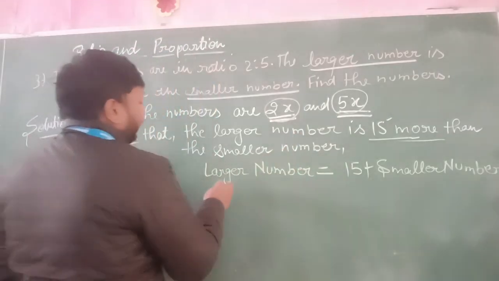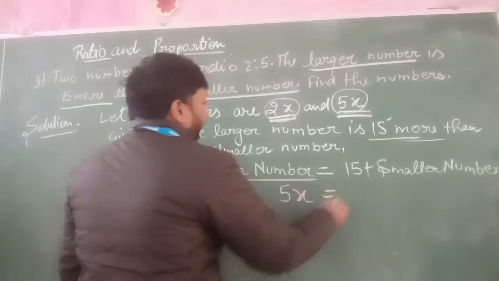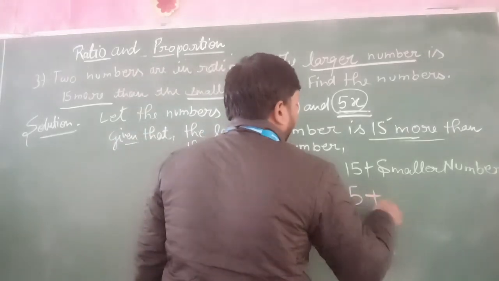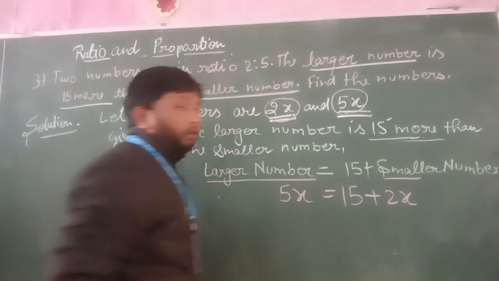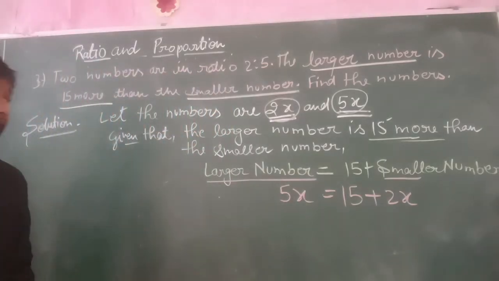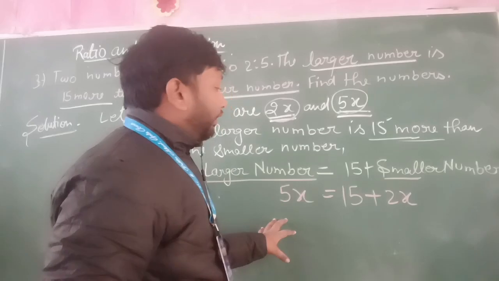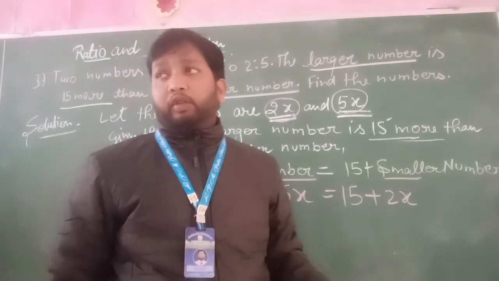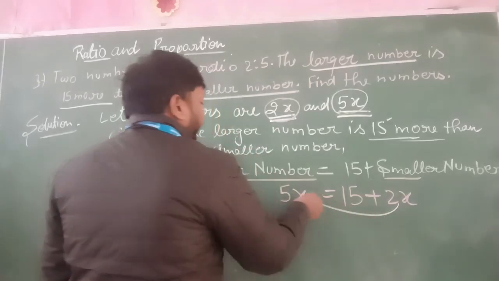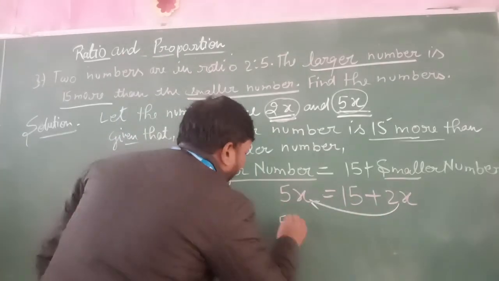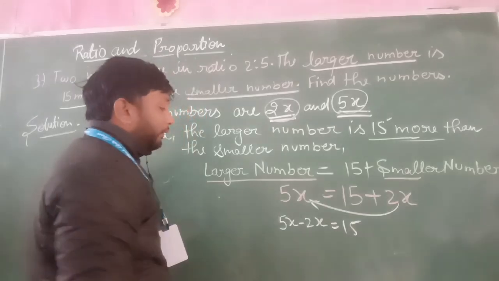From here we can easily see that 2x is the smaller number and 5x is the greater number. So in place of the larger number we write 5x, and in place of the smaller number we write 2x plus 15 on the other side. Now we have formed a linear equation. To solve a linear equation we use the transposition method. So we transfer 2x here, so it will be 5x minus 2x equal to 15.